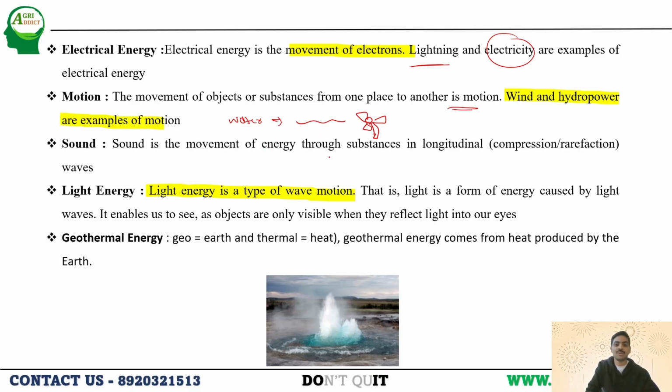And sound is a movement of energy through substances in longitudinal waves. And light energy is a type of wave motion where light helps us to see things, right? It makes things visible. Geothermal energy, which is stored in the earth's surface, is being utilized.